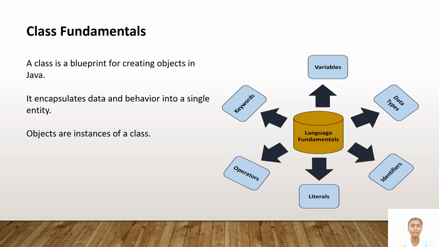A class is a blueprint for creating objects in Java. It encapsulates data and behavior into a single entity. Objects are instances of a class.